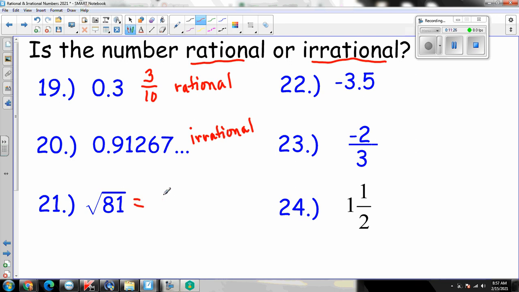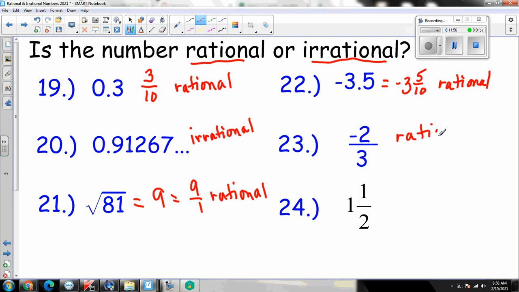21, what's the square root of 81? 9, right. Can we write 9 as a fraction? Yes, that's the same as 9 over 1. So this is a rational number. All right, 22. Could I write negative 3.5 as a fraction? Yes, this is negative 3 and 5/10. So this is rational. 23 is a fraction, so it is rational.